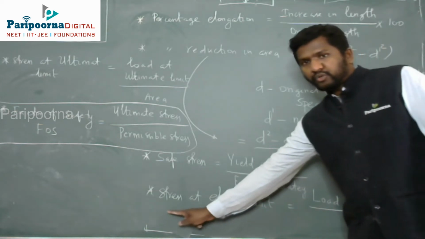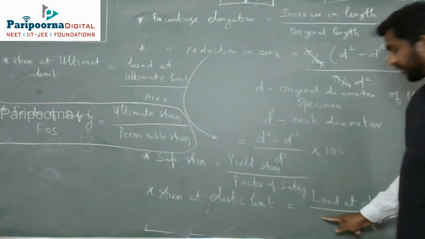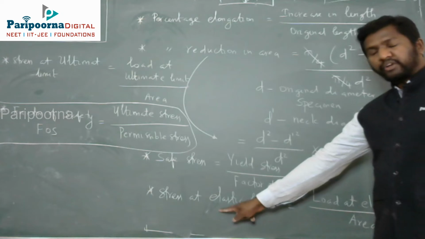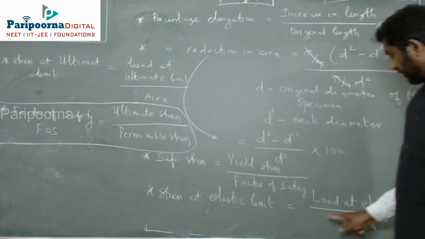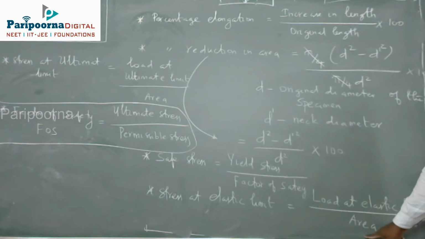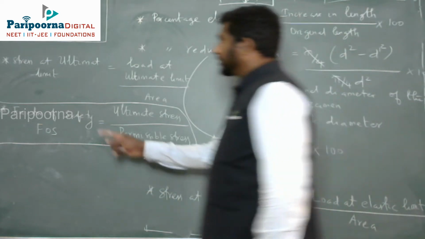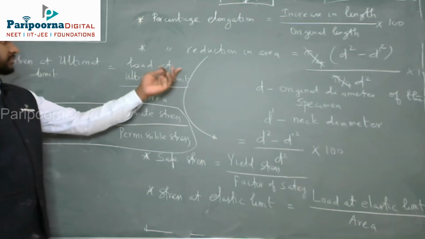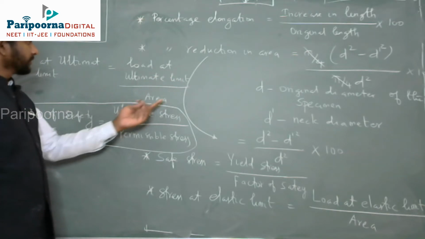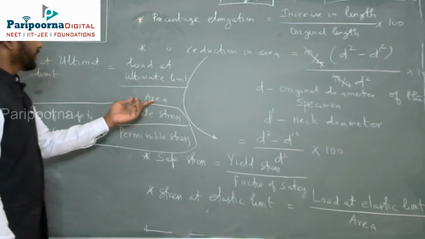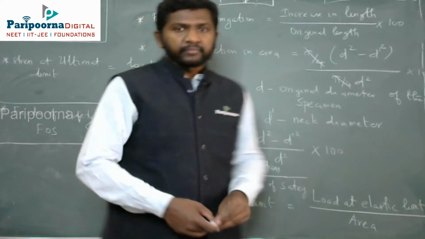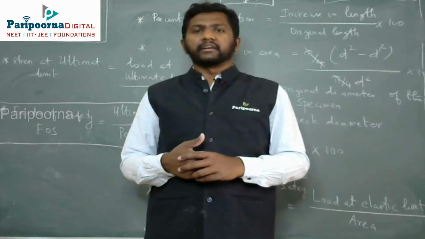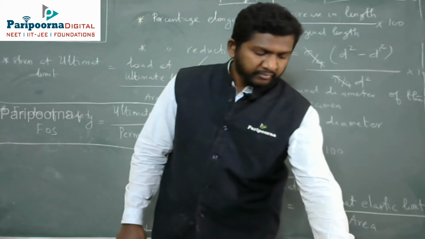Now if you want to calculate stress at elastic limit, any stress means load over area. So here you calculate stress at elastic limit as load at elastic limit over cross-sectional area. Similarly, if you want to calculate stress at ultimate limit, this is load at ultimate limit divided by area. By using these formulas, you can calculate the problems related to the stress strain curve.